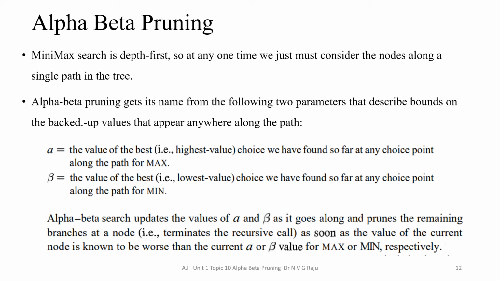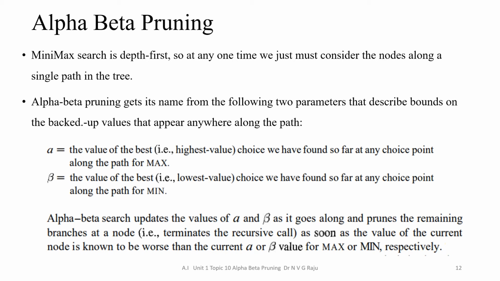Minimax search is a depth first search. So at any point of time, we just must consider the nodes along a single path in the tree. Alpha beta pruning gets its name from the following two parameters. Alpha equals the value of the best, that is highest value, choice we have found so far at any choice point along the path of max. Beta equals the value of the best, that means lowest value, choice we have found at any choice point along the path of min.